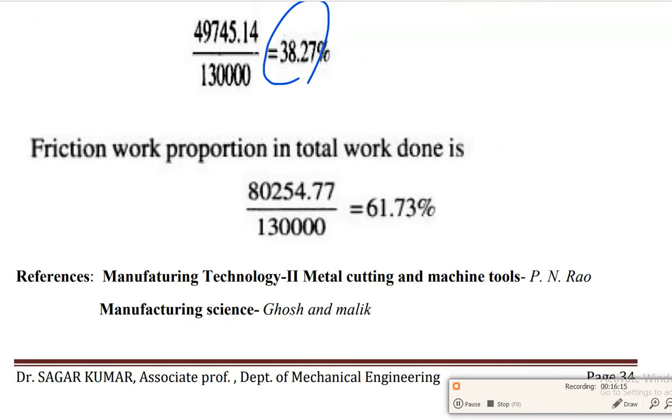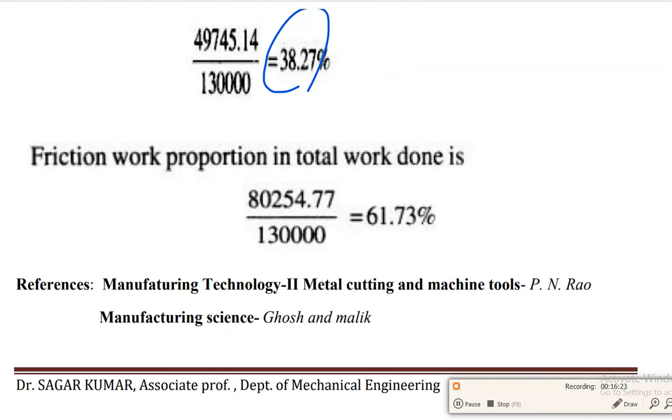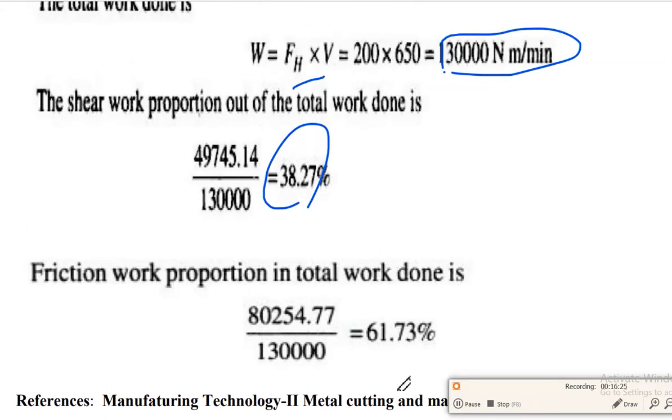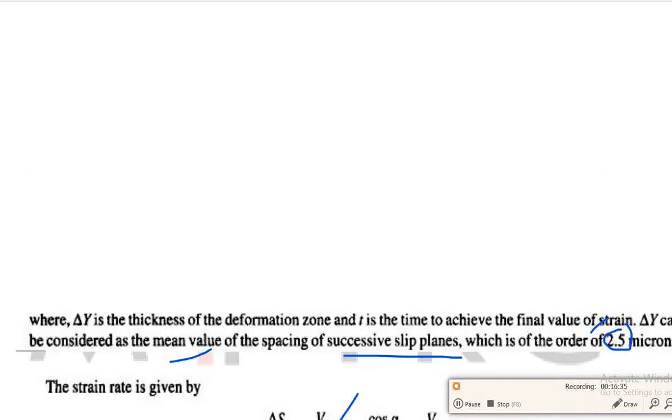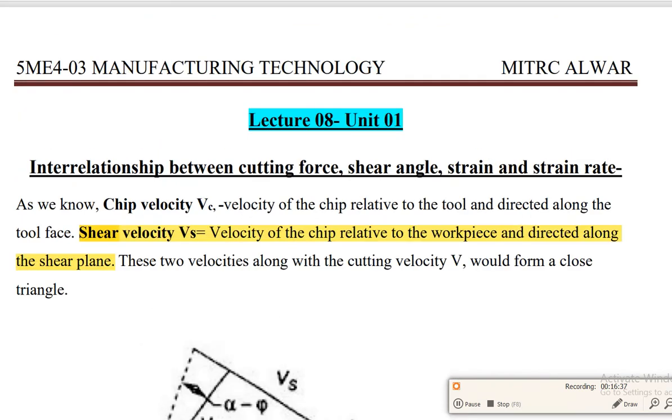Now the friction force proportion in total work done is, if we are dividing the remaining terms, that is the total work done by the friction force, that will be equal to 61.73%. So these are the content and concept of the interrelationship between the cutting forces and the shear angle, strain and strain rate for the mechanics of the single point cutting tool.